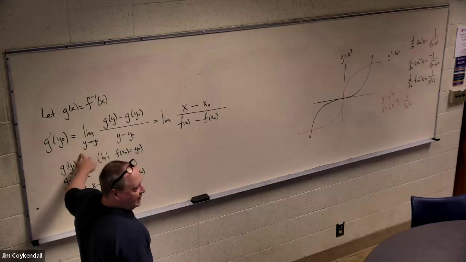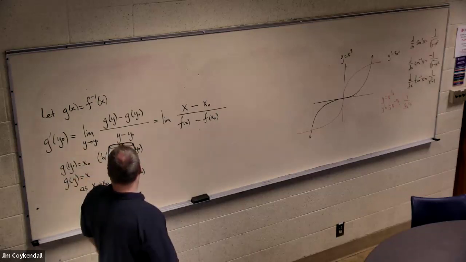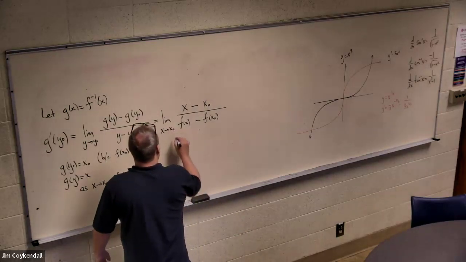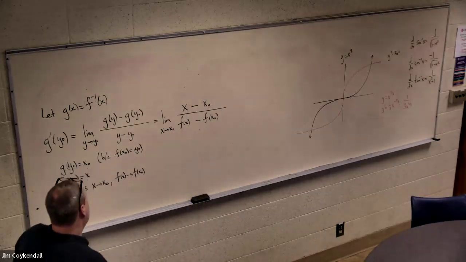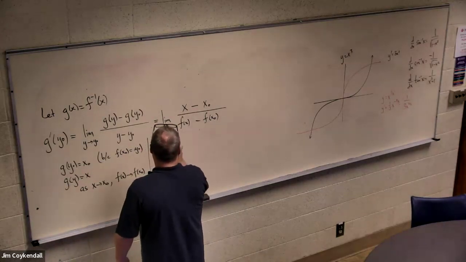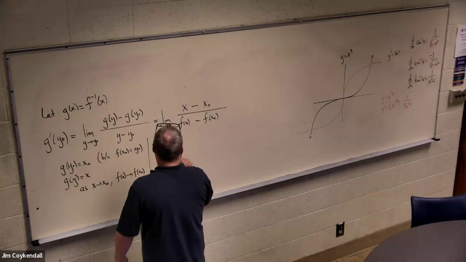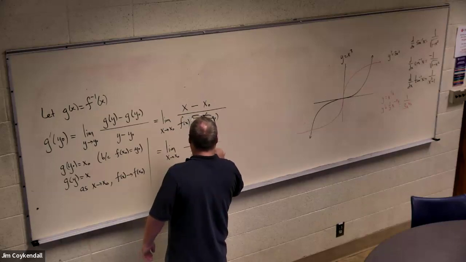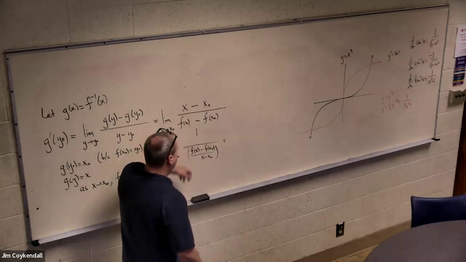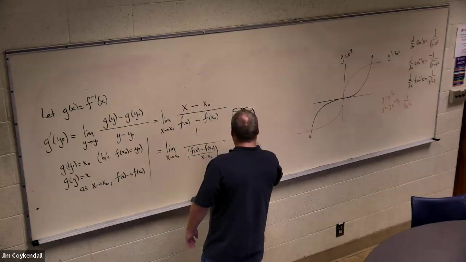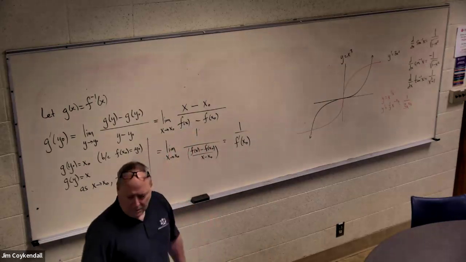Now, I did say limit as y goes to y0, but now I've got nothing but x's in here. And as y goes to y0, x is going to x0 because of the continuity. And this is the limit as x goes to x0 of 1 over f of x minus f of x0 over x minus x0, just manipulating the fraction. And this is 1 over f prime of x0, which is exactly what we predicted.